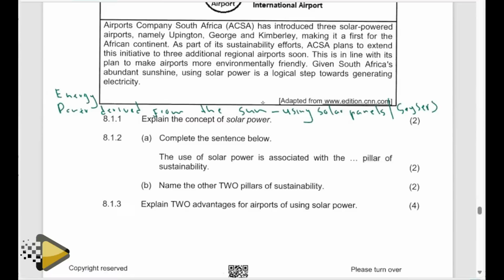Complete the sentence below. The use of solar power is associated with the environmental pillar. The other name for the environmental pillar, it is also known as the planet. Then name 2 other pillars of sustainability. We have people, which I will put in brackets as social, that is the social aspect. Then we also have profit, which in brackets is known as the economic pillar. So those are the two other pillars of sustainable tourism.